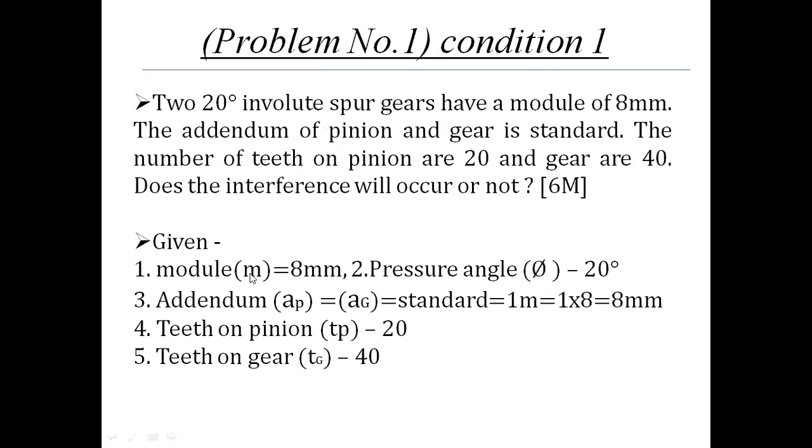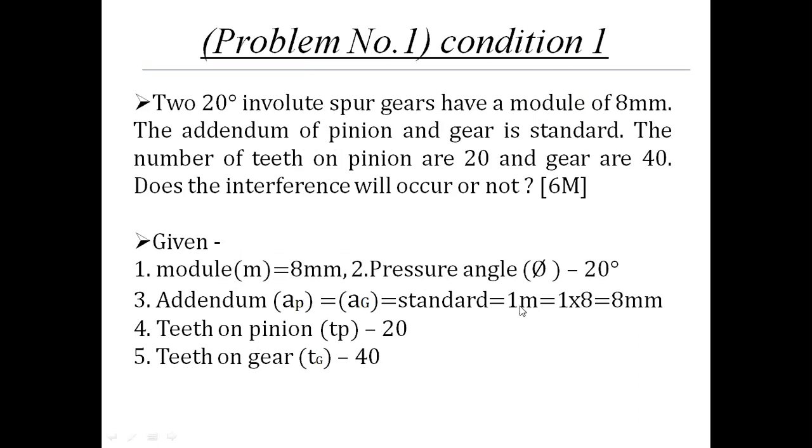Okay. Now module m is equal to 8 mm, pressure angle phi is 20 degrees, addendum A suffix P is equal to the addendum of pinion and gear, which is standard. That means standard is 1 module.